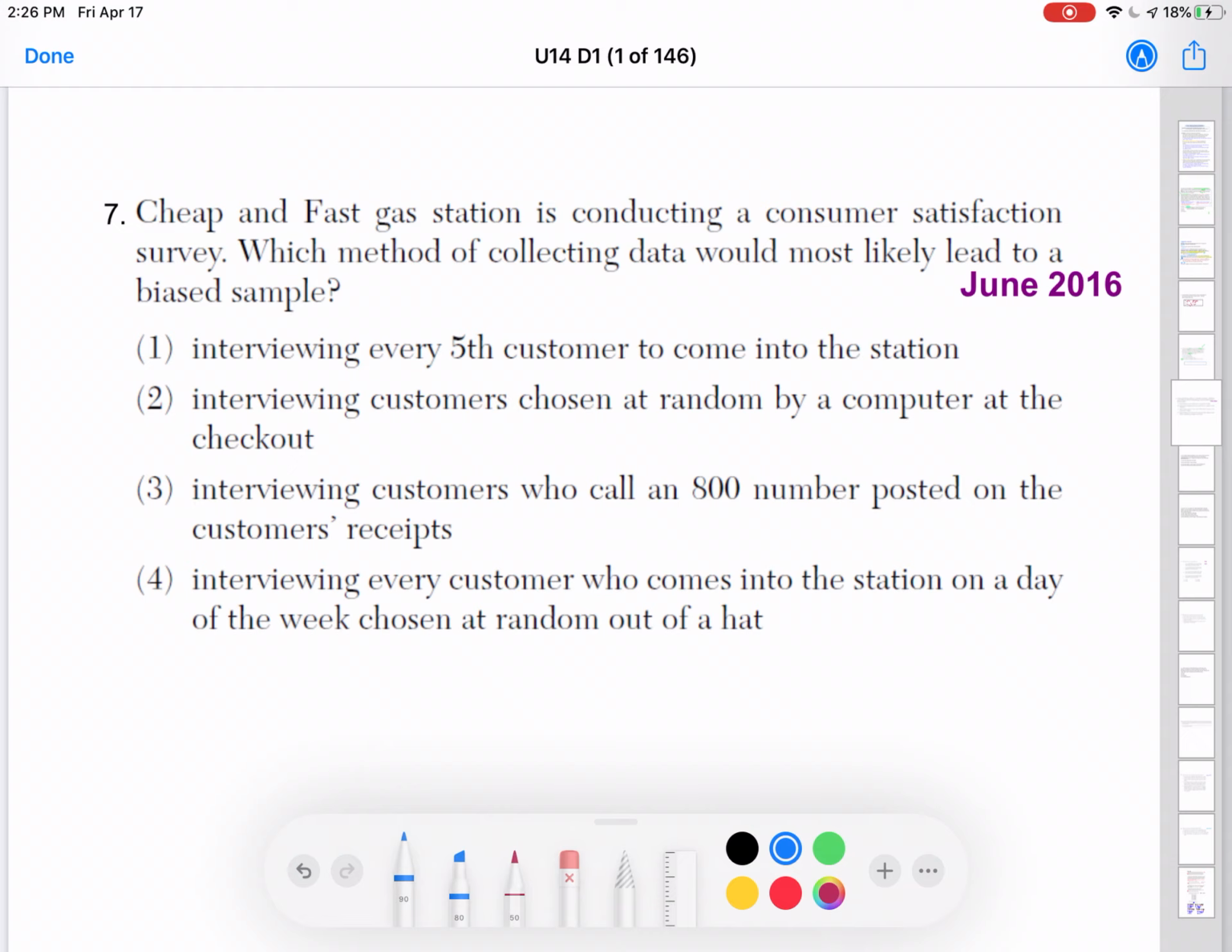Okay, 7. Cheap Fast gas station is conducting a consumer satisfaction survey. Which method of collecting data would most likely lead to a biased sample? All right, interviewing every 5th customer to come in the station. I mean, that seems pretty good. Interviewing customers chosen at random by a computer at the checkout. That seems pretty good too. Interviewing customers who call an 800 number posted on the customer's receipt.